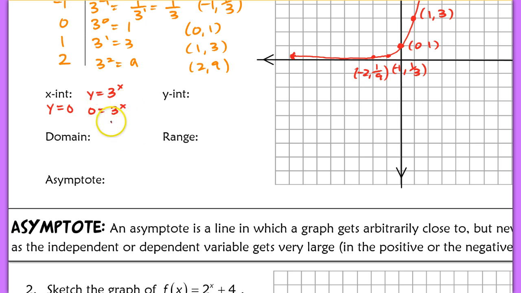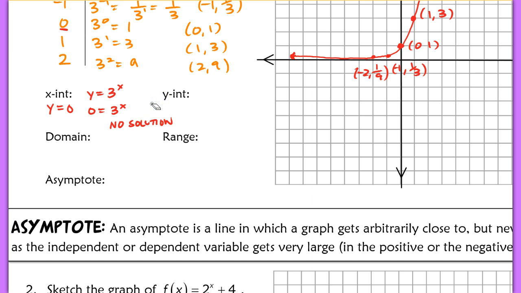Now this equation has no solution. That's because you can't plug in any value for x here and end up with 0 for the output. Think about it, we already plugged in some negative values, we plugged in some positive values, we even plugged in 0 here. 3 to the 0 gave us 1.